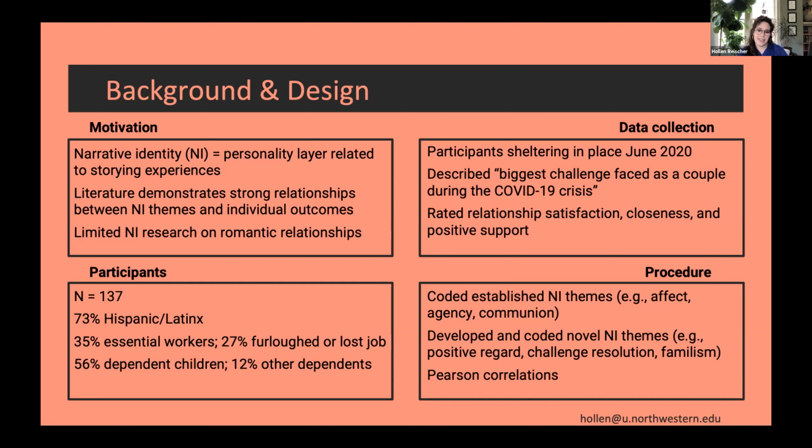We coded these narratives for a number of established narrative identity themes, so those that are frequently in the literature, such as affective tone, agency, and communion. And we also developed a number of novel themes, which reflected the sort of adjacent non-narrative identity, but narrative-esque relationship literature, and also the cultural literature related to our sample in particular. And we conducted correlation analyses to look at the relationship between these themes and a composite measure of relationship well-being.